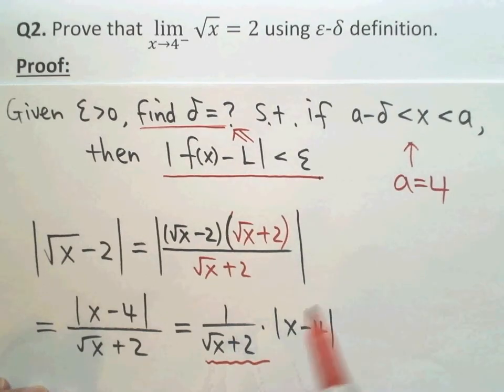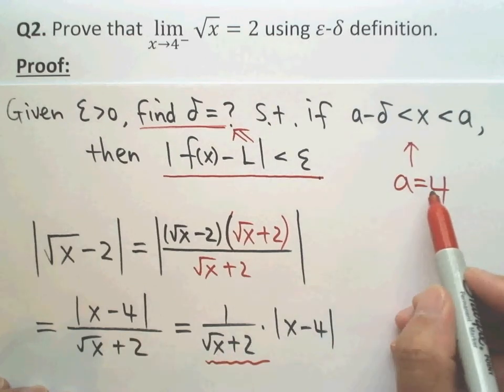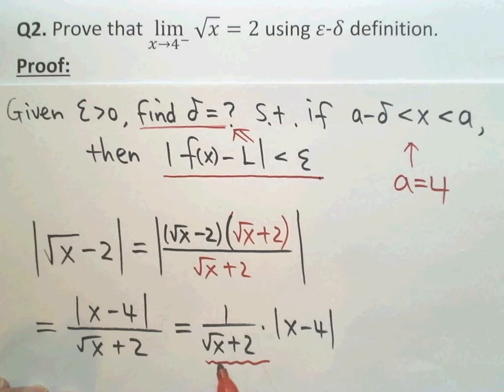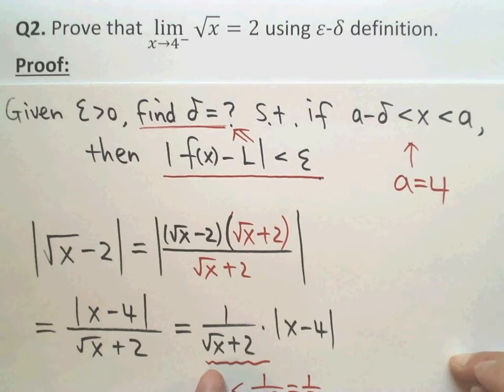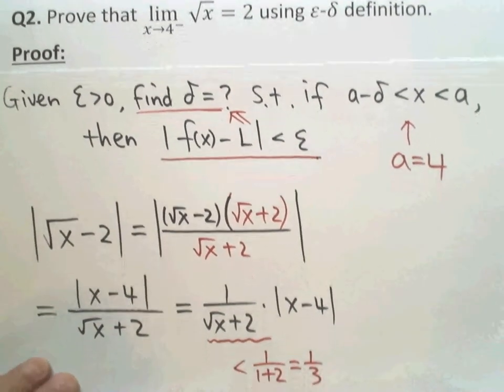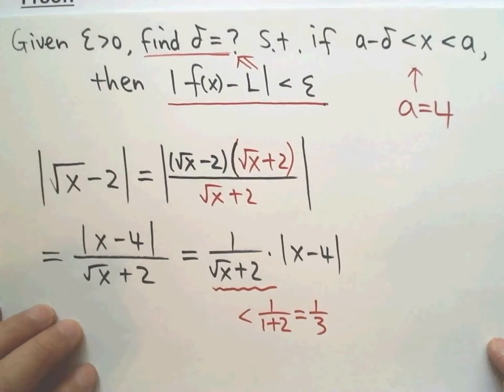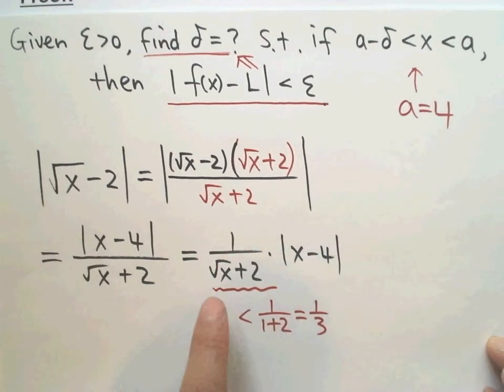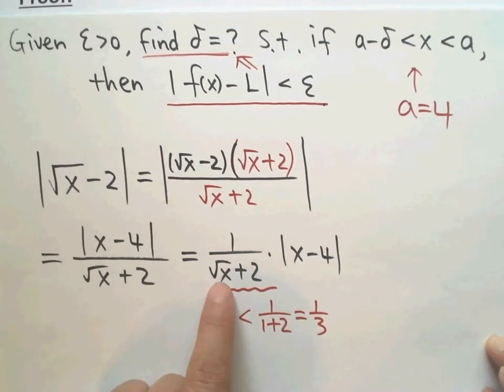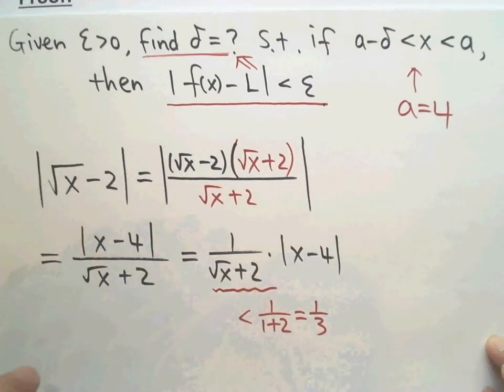How? It is easy to say. Because x is close to 4, I will take x greater than 1, the easiest number. When x is greater than 1, this should be less than 1 over 1 plus 2, which is 1/3. So we have two parts, and we can control each part. I will control the first part. Because x is greater than 1, this part is less than 1/3.